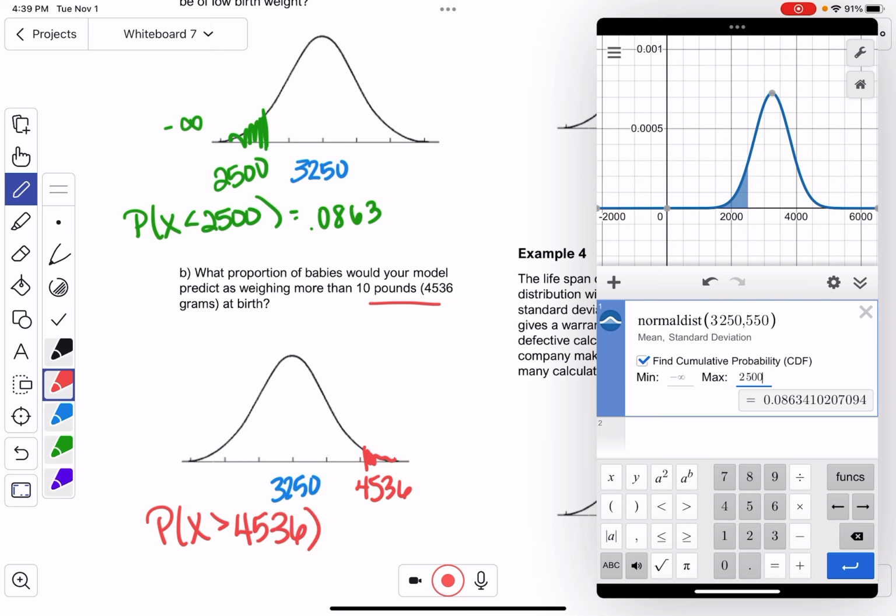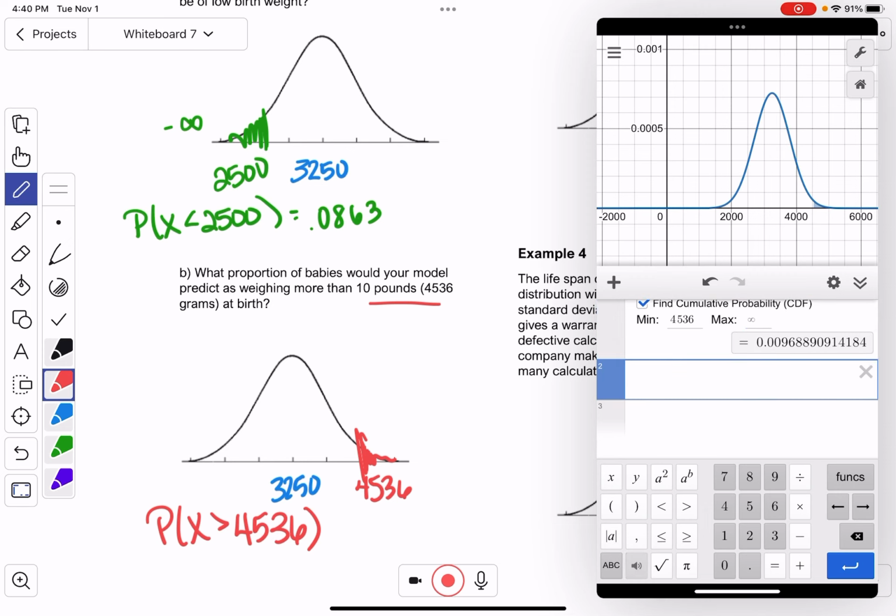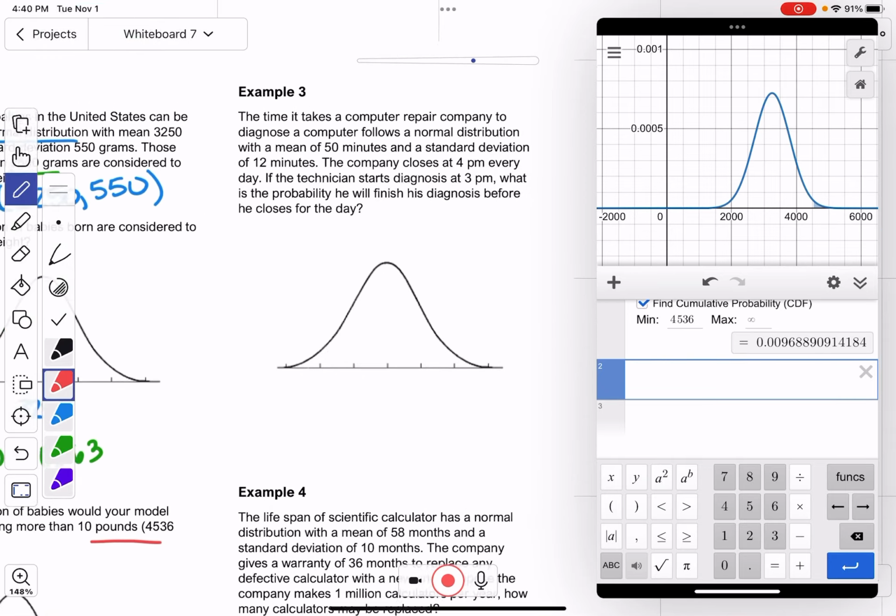So when we do this, again, we already have our mean and our standard deviation set. We need to set our bound. Our lower bound starts here at 4,536. And then it goes up to positive infinity. And you can see that is equal to a very small amount, 0.0097. So let's go look at example 3.